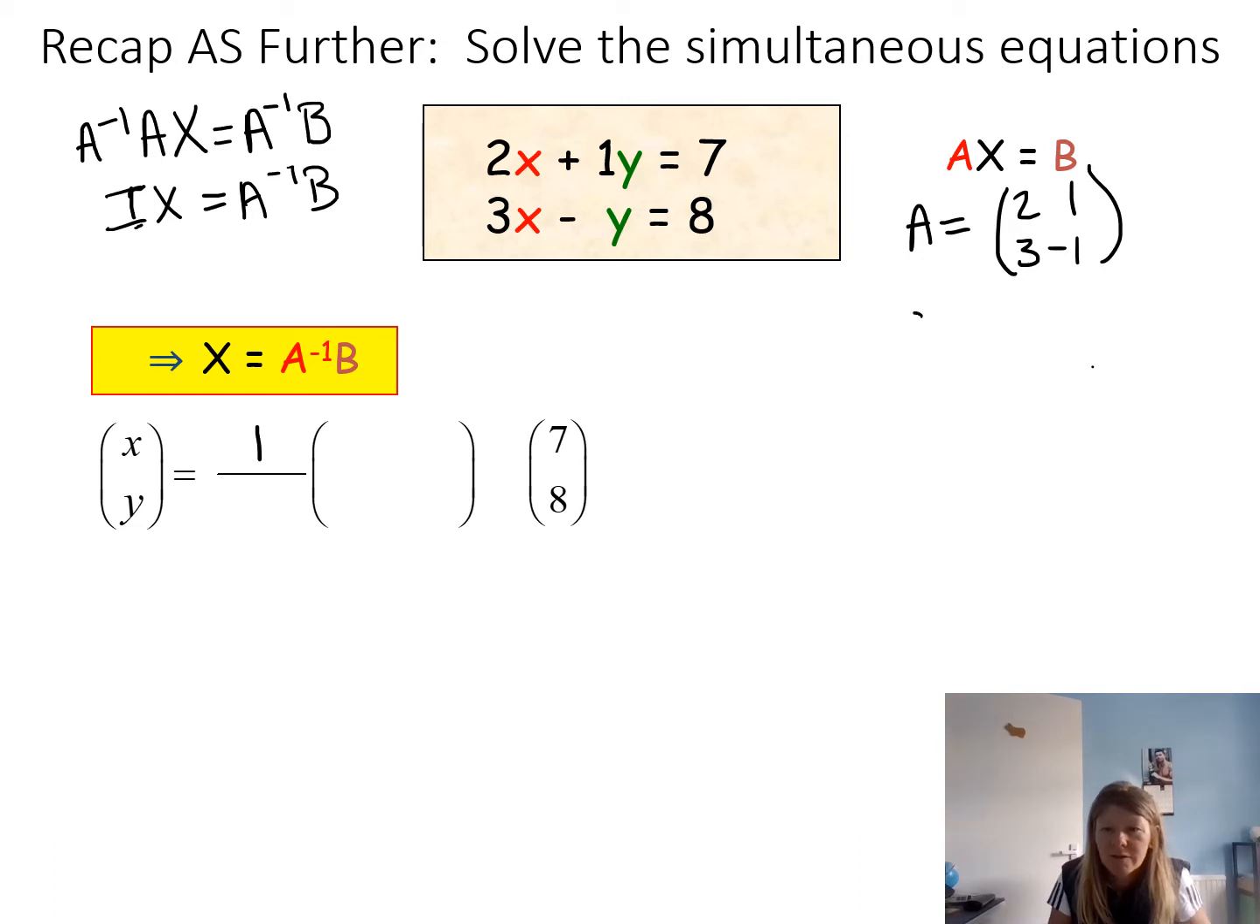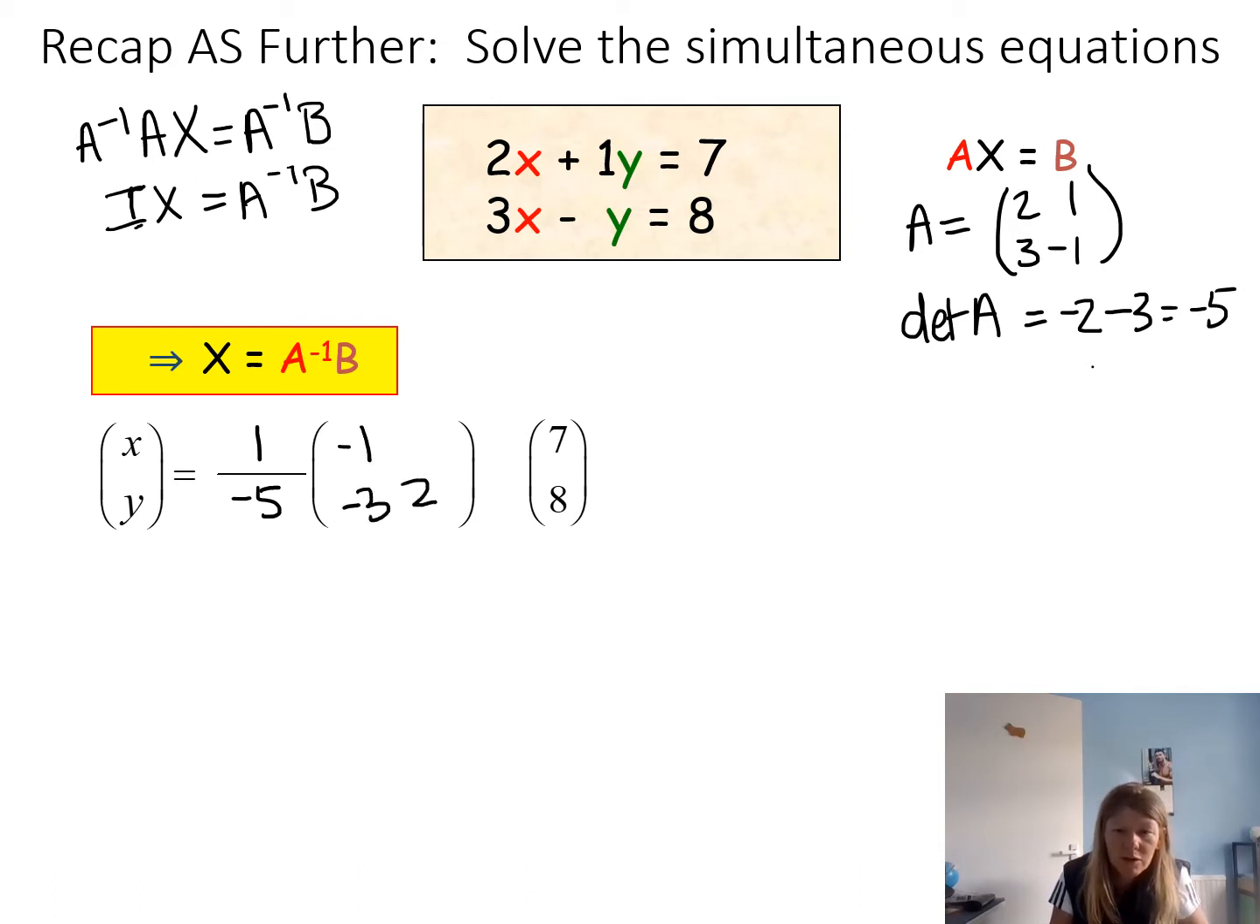the determinant of that, minus 2, take 3, which is minus 5. So it's 1 over minus 5, and we swap the matrix around, so you get minus 1, 2, minus 3, and minus 1 there. And then that's matrix B, of course, just 7, 8. And if you take that through, you want to do it by hand.